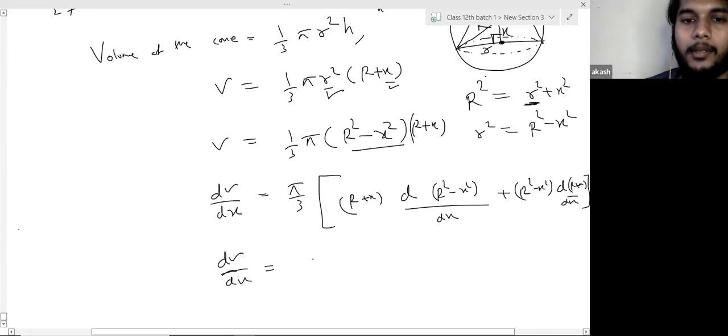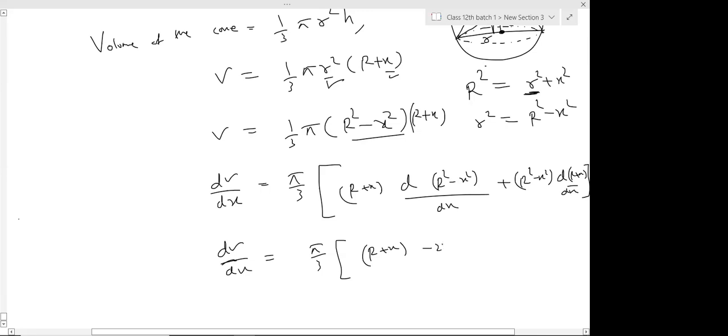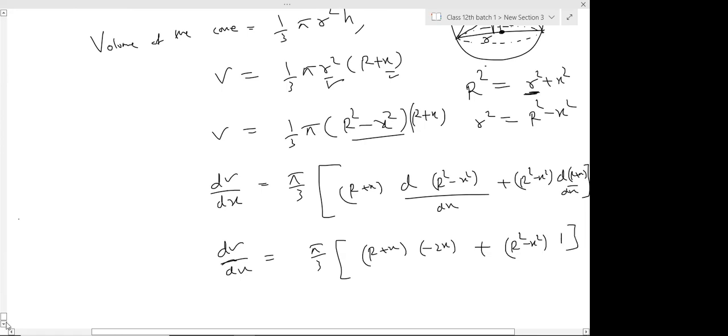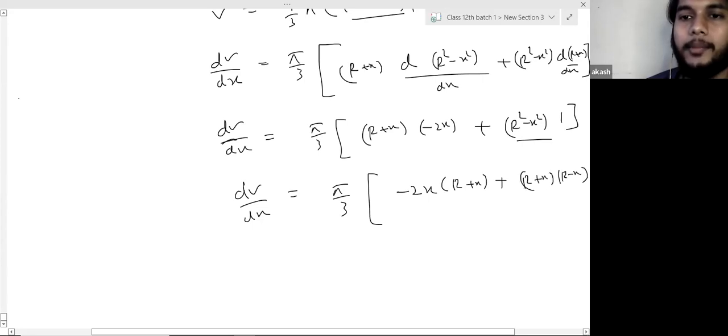dV by dx equals pi by 3 (r plus x). What is the differentiation of r square minus x square? Minus 2x. Plus (r square minus x square). What is the differentiation of r plus x? 1. So dV by dx equals pi by 3 times: minus 2x into (r plus x), plus, you can break it down, (r plus x) into (r minus x), so that we can take something common. Let's take (r plus x) common. So this becomes pi by 3 (r plus x)(minus 2x plus r minus x).